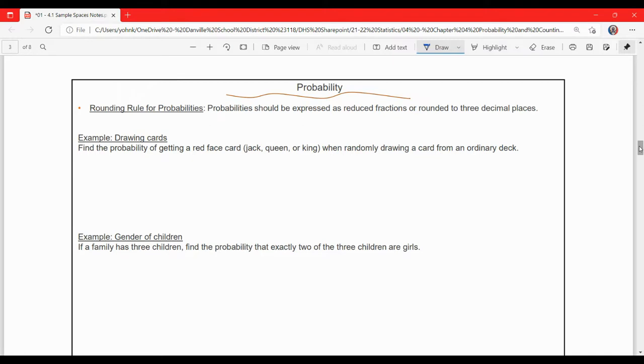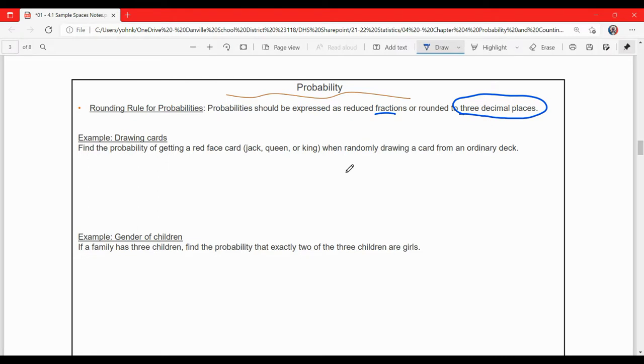Now, there is a rounding rule for probabilities. It says that it's to 3 decimal places, so that's what we're going to go with. It also says that you can write it as a reduced fraction. So either reduced fraction or 3 decimal places.